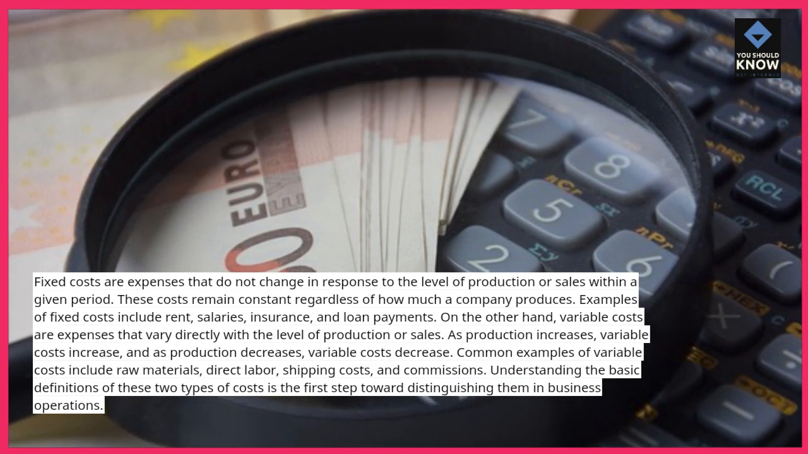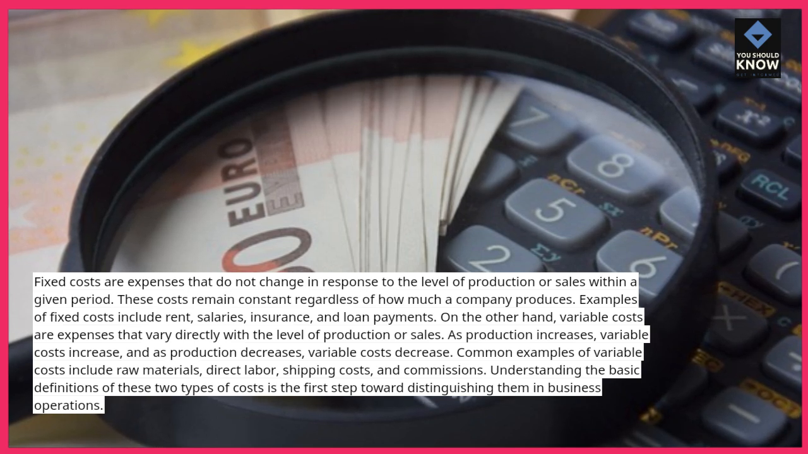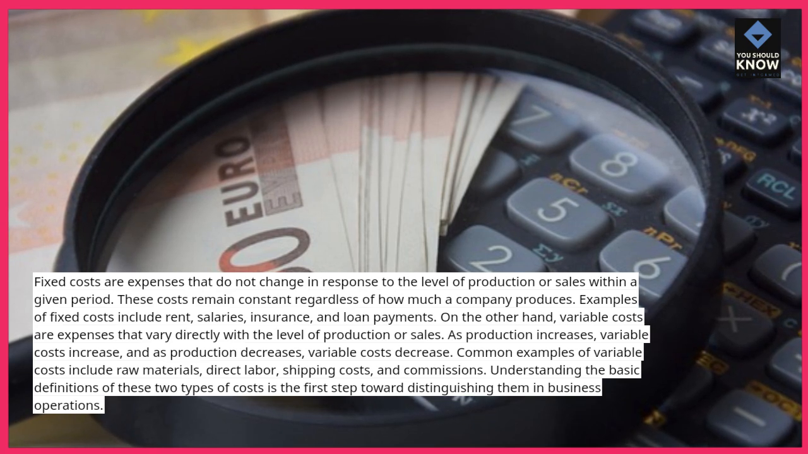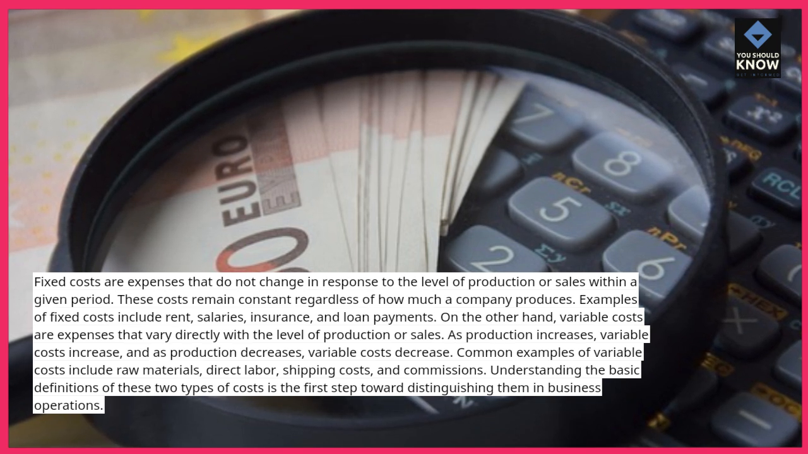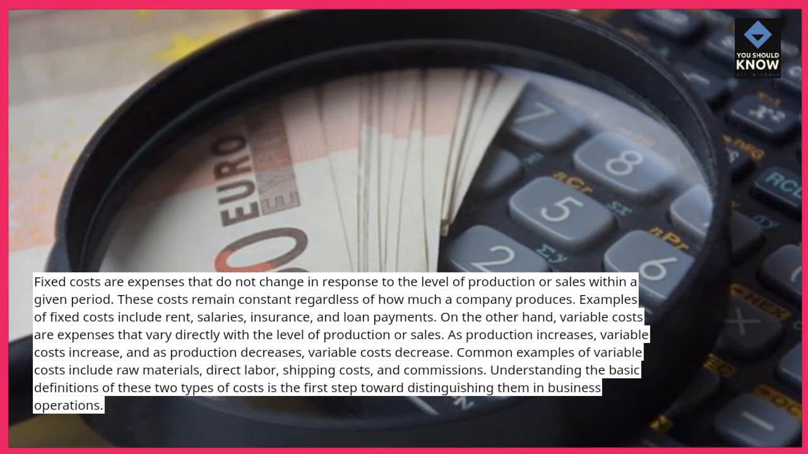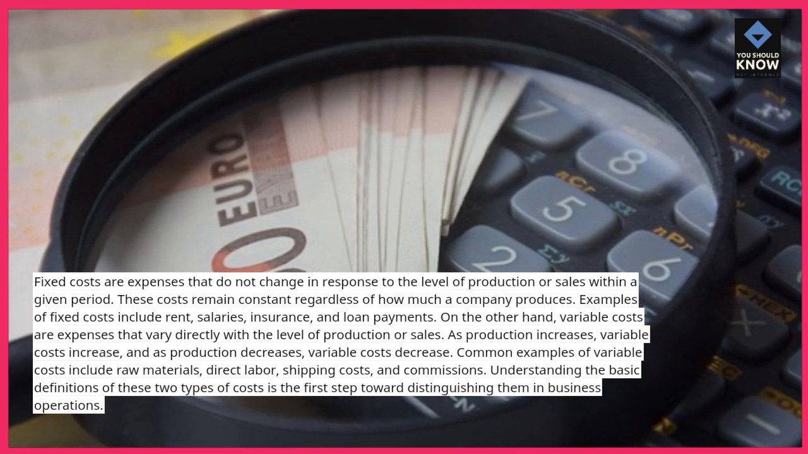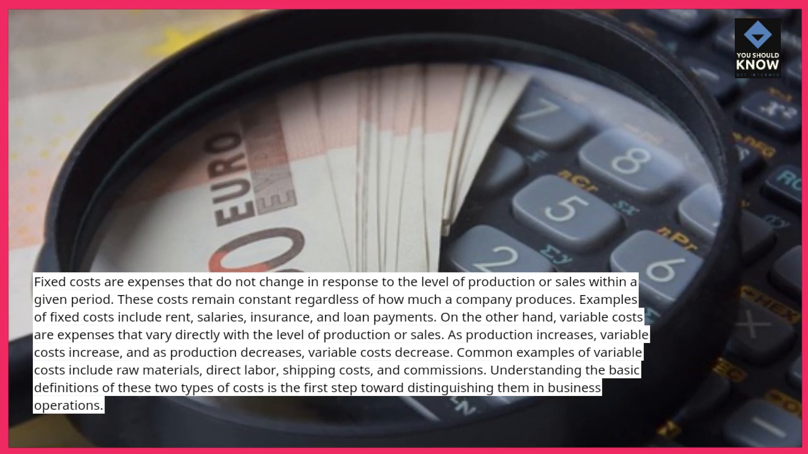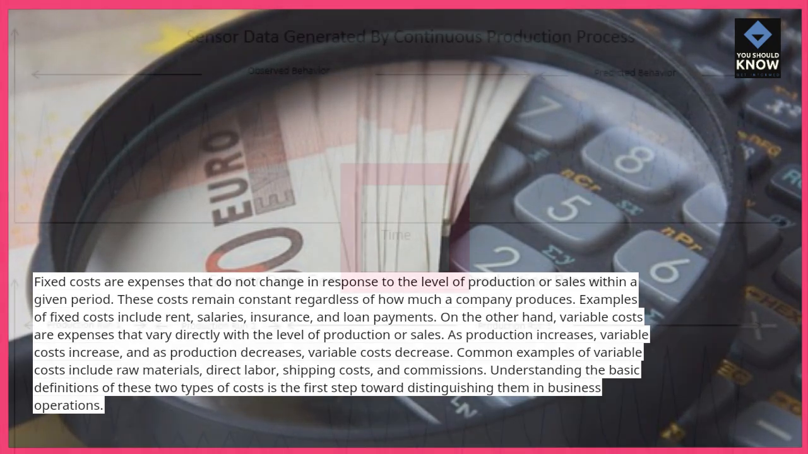On the other hand, variable costs are expenses that vary directly with the level of production or sales. As production increases, variable costs increase, and as production decreases, variable costs decrease. Common examples of variable costs include raw materials, direct labor, shipping costs, and commissions. Understanding the basic definitions of these two types of costs is the first step toward distinguishing them in business operations.